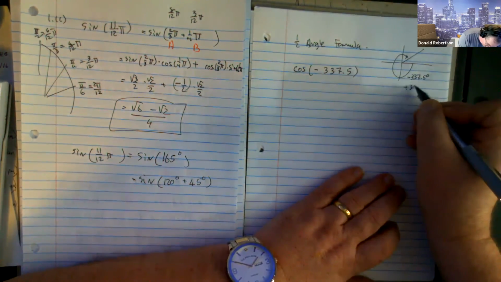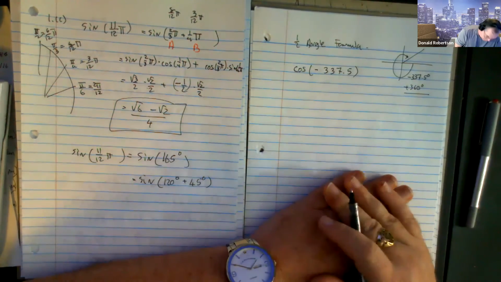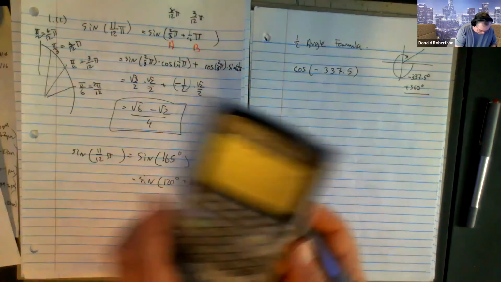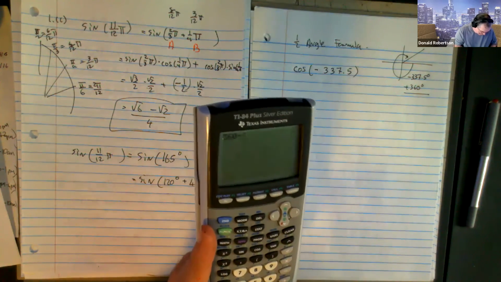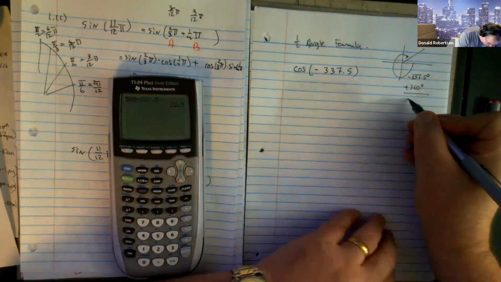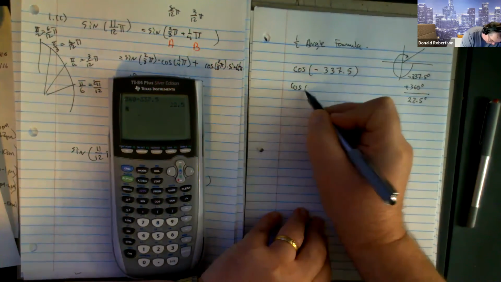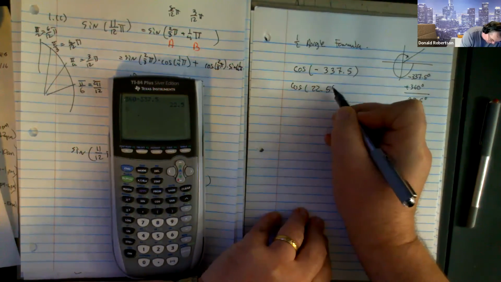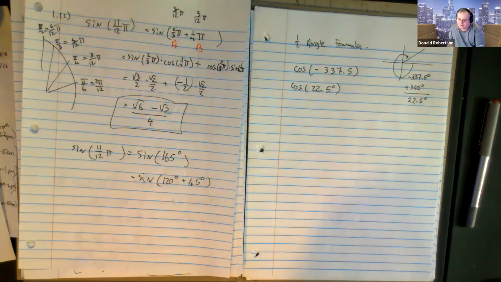Would you agree if you just add 360 degrees to something, you can get an equivalent angle? So I'm going to do that, and if we do 360 and then negative 337.5, that question becomes a much more doable question, which is the cosine of 22.5 degrees. Would you agree it's just easy to work with? So that would be my first fix. Just get an angle that I can live with.